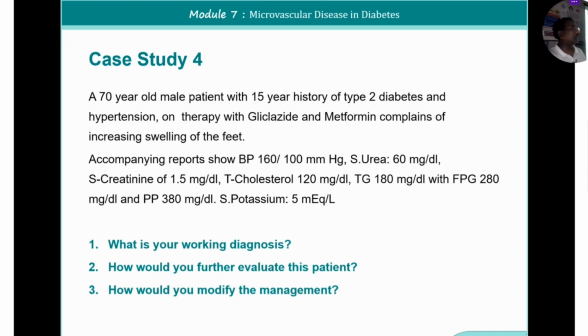Swelling of the feet. So you can use the diuretic. So which diuretic you use? Loop diuretic, preferably loop diuretic, like furosemide or the torsemide. Okay, Frusenex or the torsemide. So these you can use. So this fellow is going to the failure also. Heart failure also. So cardioprotective drugs.